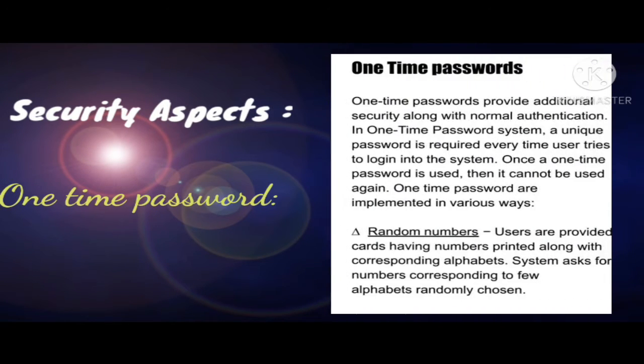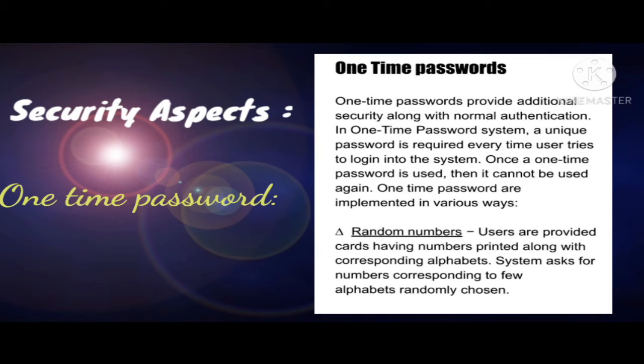One-time passwords. One-time passwords provide additional security along with normal authentication. In one-time password system, a unique password is required every time the user tries to log into the system. Once a one-time password is used, then it cannot be used again. One-time passwords are implemented in various ways. Number 1. Random numbers. Users are provided cards having numbers printed along with corresponding alphabets. Systems ask for a number corresponding to few alphabets randomly chosen.